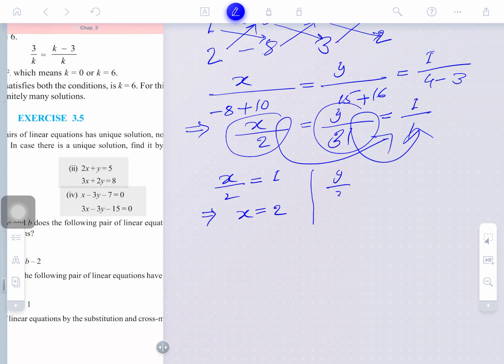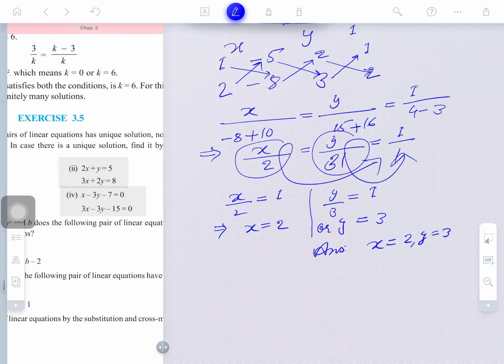Clear? Further, y divided by 3 and 1 also. So y is equal to 3. What is your answer? X is equal to 2 and y is equal to 3. We obtained the answer here. Is that clear? Right guys?